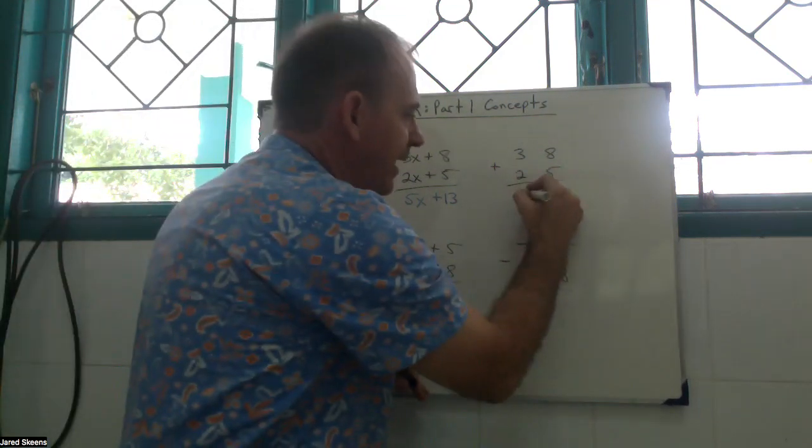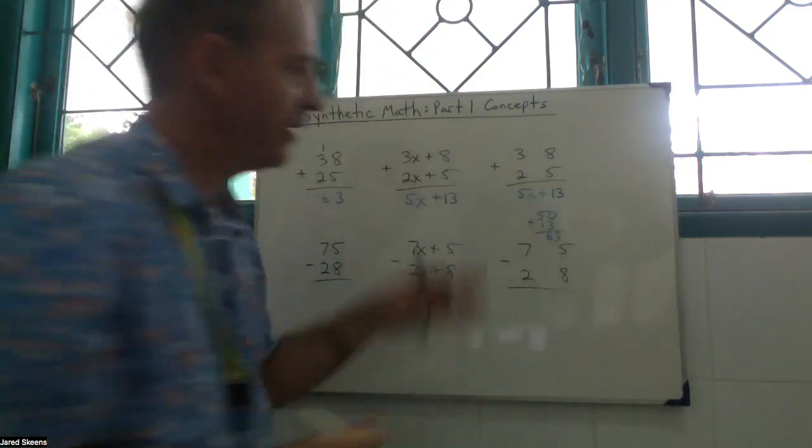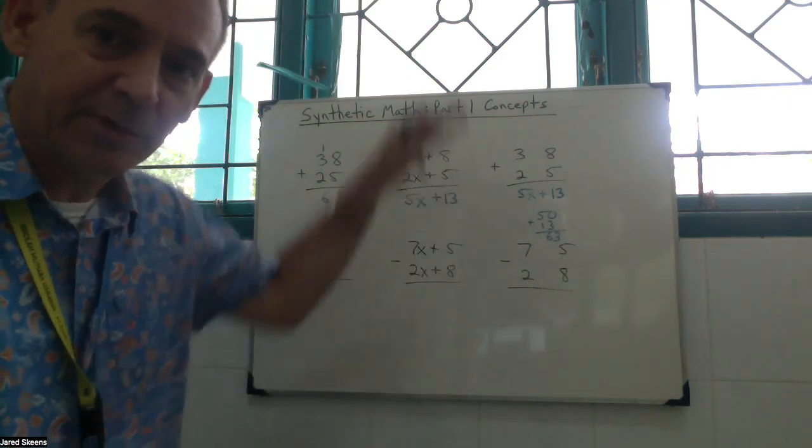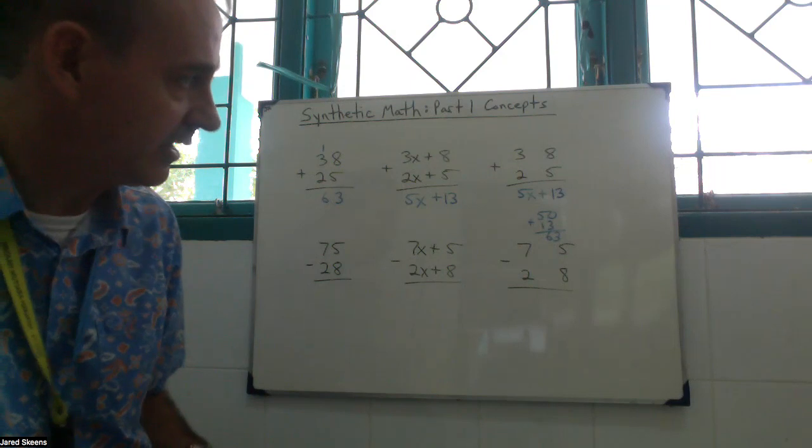And then we can just go back here and in our final part, we can put the variables and the exponents back in the final answer, but we don't have to all the way through the working of it.